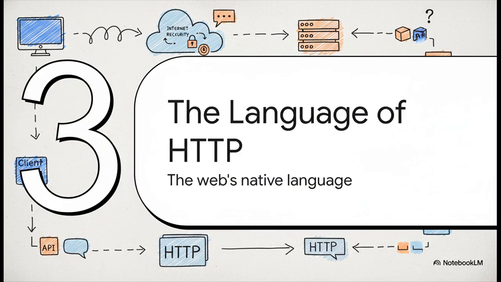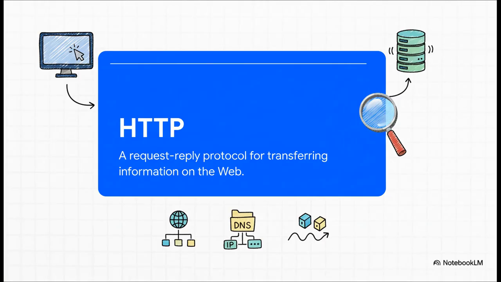Okay, so our client found the server, they're connected. Now what? Well, they actually need to talk to each other. And to do that, they have to speak the same language. On the web, that native language is called HTTP. HTTP is basically the official rulebook for conversations online. It's the shared grammar that lays out exactly how a client should ask for something and how a server should reply. It's the bedrock protocol that makes the entire web work together.